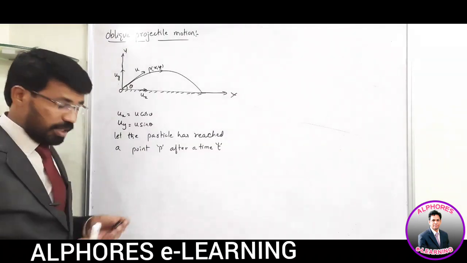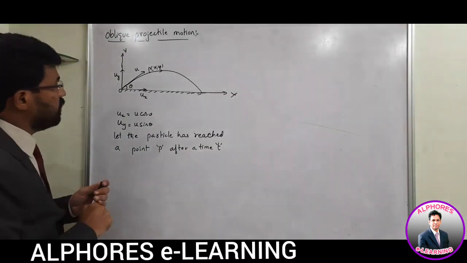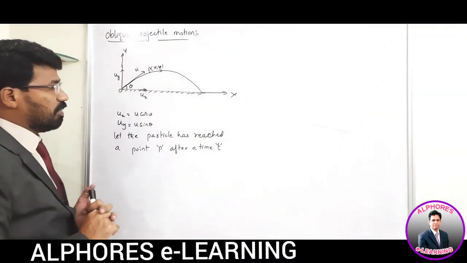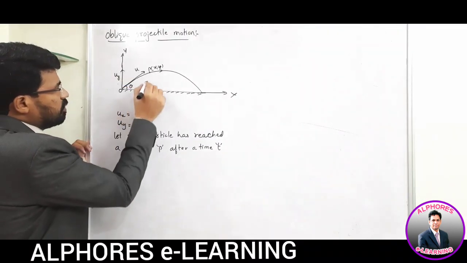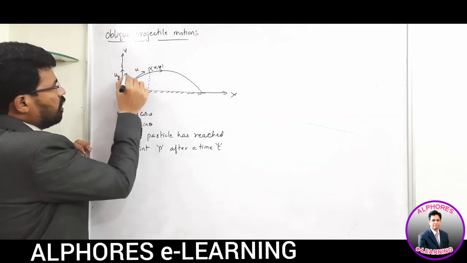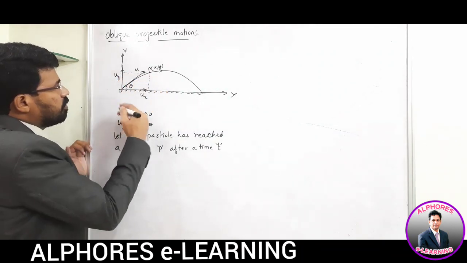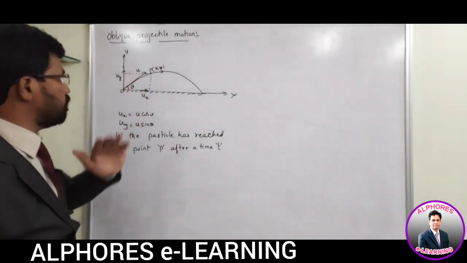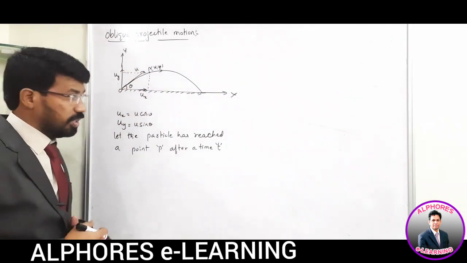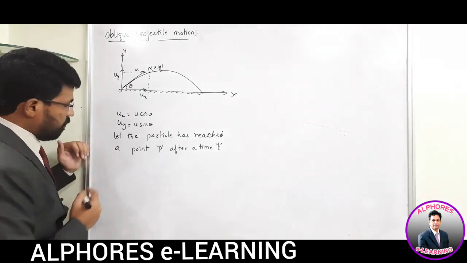So after a time t, where it was? It was at a point P whose coordinates are x comma y. What does it mean? Along x-axis, it has traveled a distance equal to x. Along y-axis, it has traveled a distance equal to y. So vertical displacement of the body is y, horizontal displacement of the body is equal to x. And if you want, you can find that out. How you can find out that?